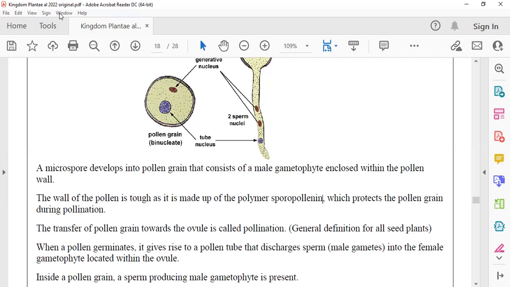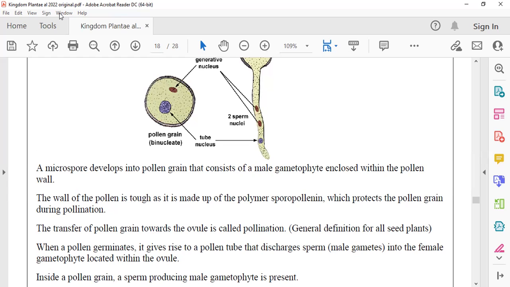Yes, sir. Pollination in angiosperm, according to that one we can write it. In general, if they ask pollination, what shall we do? What is pollination? We should write the general definition. That's why I have mentioned a general definition for all seed plants. Understood?